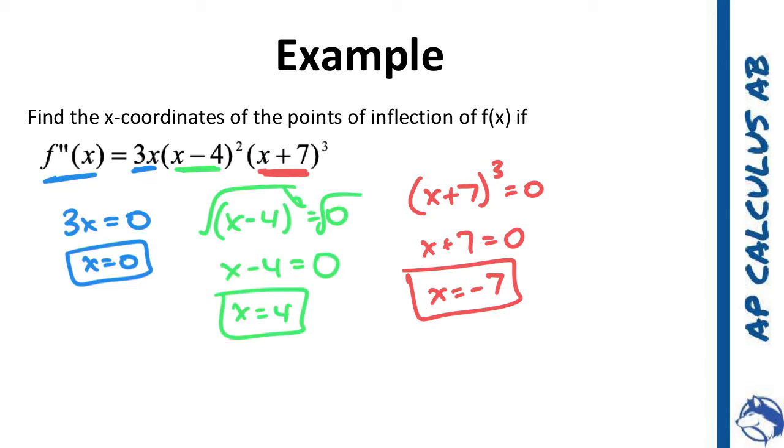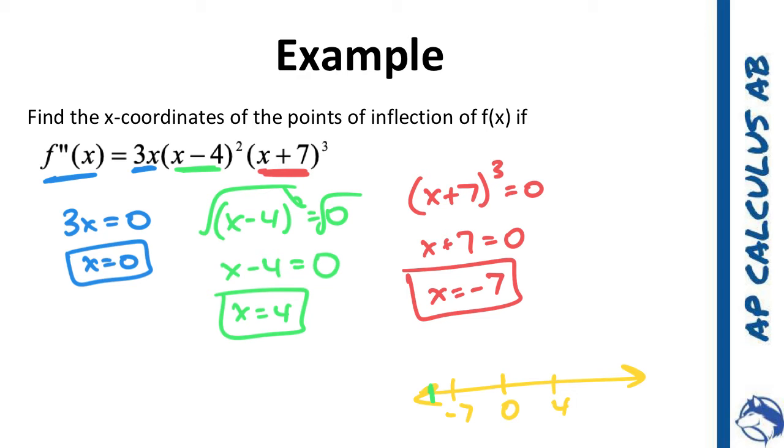So I can't just leave it like that and say that those are going to be points of inflection. I would need to test it. So at this point I would put in 0, 4, and negative 7 on my number line. And I would want to test each spot. So if I'm going to choose something smaller than negative 7, let's just choose negative 8.